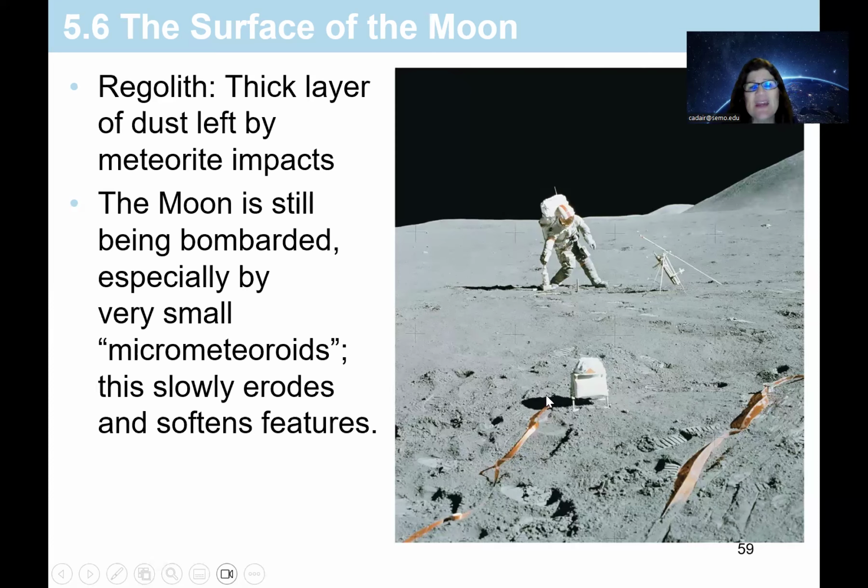So regolith is this thick layer of dust left behind by meteor impacts. The moon is still being bombarded, but by very small micrometeoroids, and it's still doing some erosion. So you can see how deep his footprints are because it's just this dusty stuff up there.